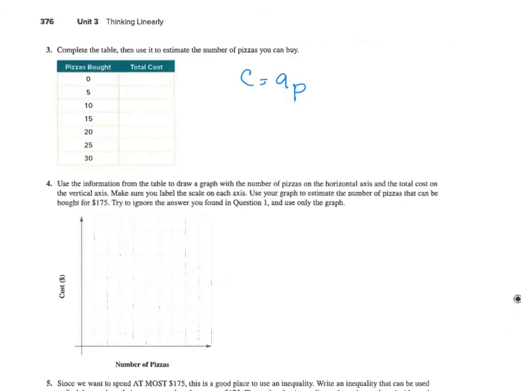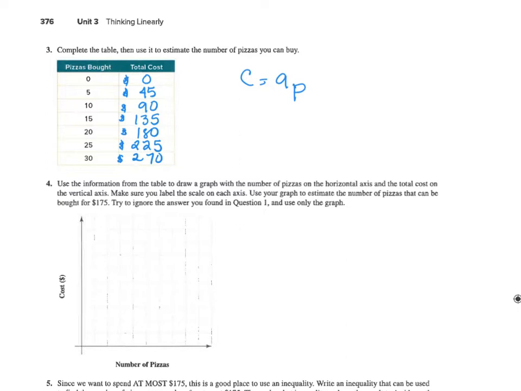The next thing they want you to do is complete the table, then use it to estimate the number of pizzas you can buy. So we're really just looking for 9 times 0, 9 times 5, 9 times 10, etc. So go ahead and pause the video and fill out the chart. I'll do the same. Okay, if you just multiplied 9 times the number of pizzas bought, you should get the same thing I did.